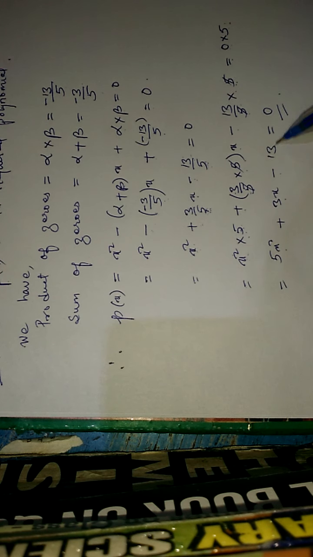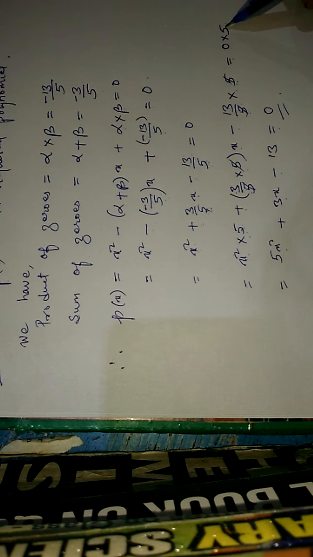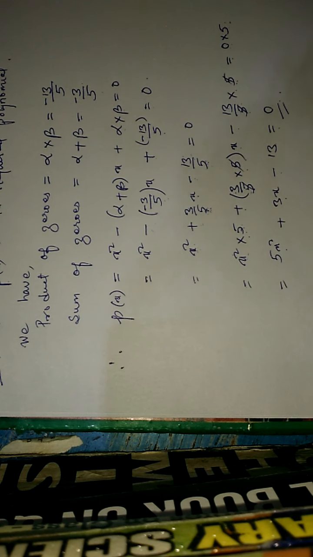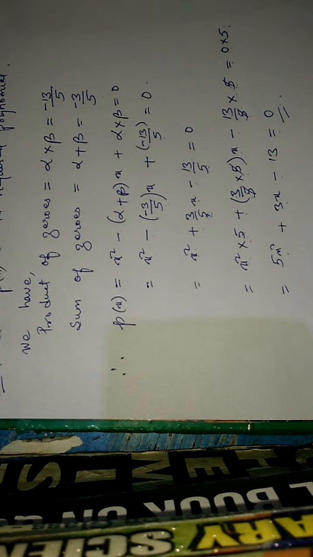Then question number 7. Find a quadratic polynomial, the sum and product of whose zeros are root 2 and minus 3 by 2 respectively. Also find its zeros. Solution: let p(x) be the required polynomial.